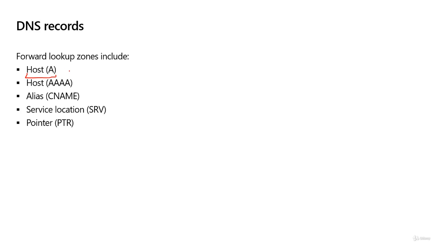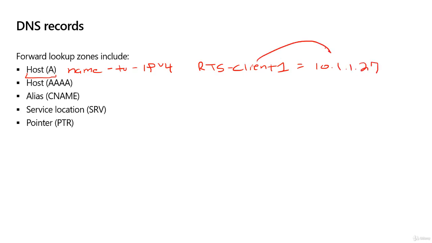This is nothing but a name to an IP version 4 address. So it'll look something like RTS-client1 equals 10.11.27. That's the way it'll look. It just takes a name, resolves that name to an IP address.